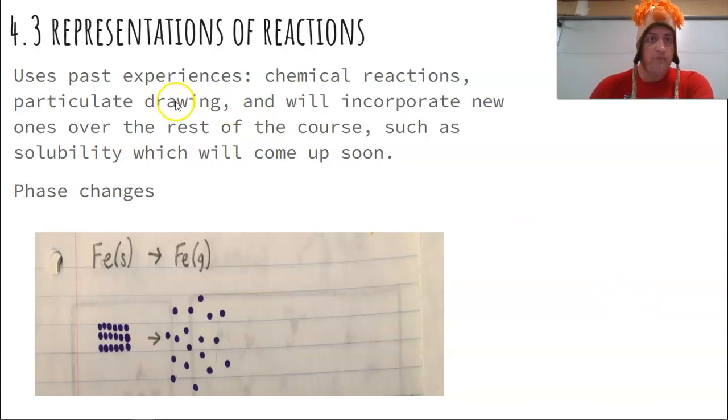So, 4.3 is about representations of reactions. This is the physical part. You want to use your past experiences, thinking about chemical reactions, particulate drawing. And this will incorporate these over the rest of the course, so they come up a lot, including the solubility.